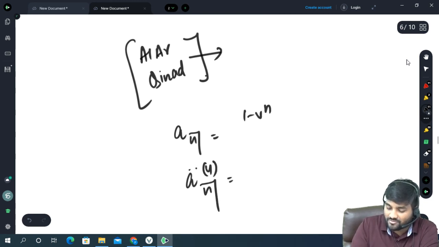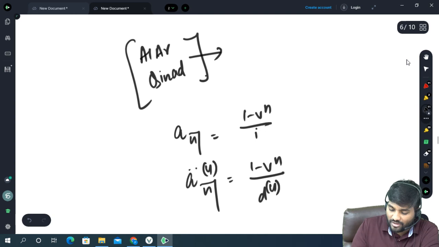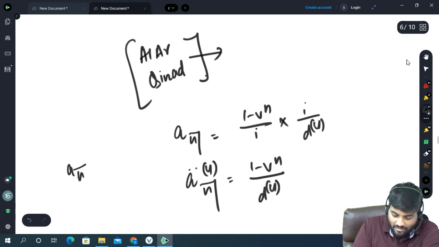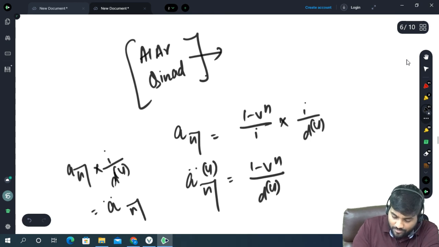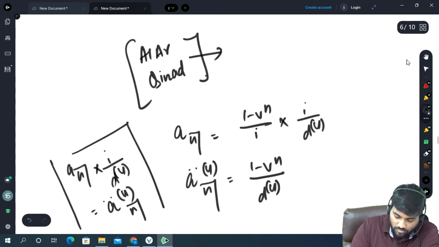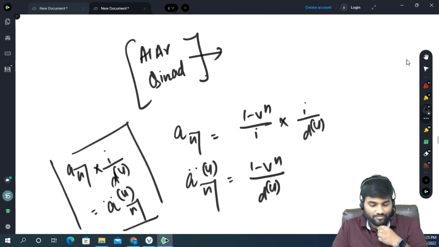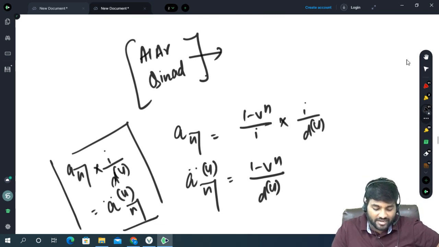So here it is 1 minus V to the power n by I. Here it is 1 minus V to the power n by D 4. So what we are going to do is, we'll multiply this by I by D 4. So we are saying that A n, when multiplied by I by D 4, can be converted into A du n 4. Clear everyone? Yes or no? So copy this also, A n into I by D 4 is A du n 4.